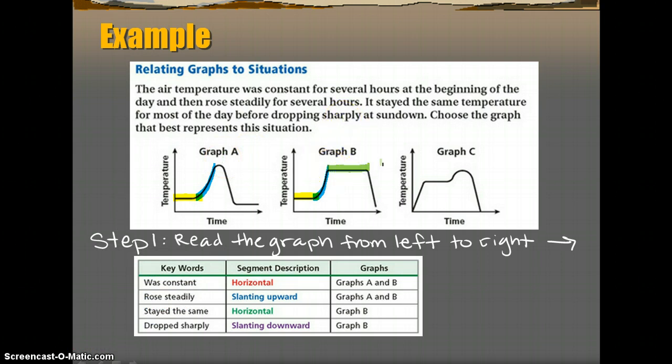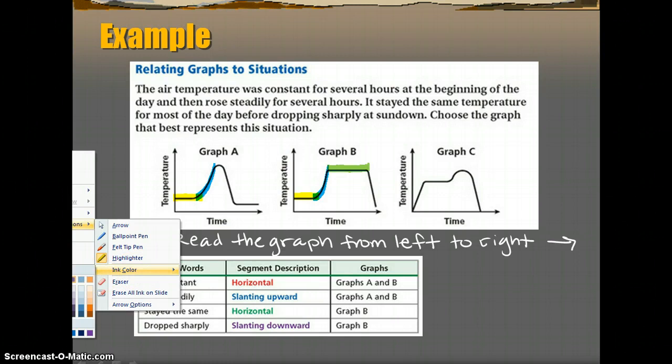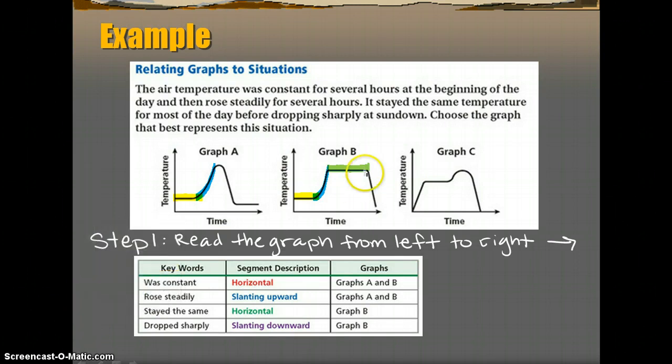And then last but not least is slanting downward, so dropping sharply. So it should be a very steep slope going down. And graph B has that. So just by looking at it, you can tell that graph B would be the correct solution because it has all four components based on the type of situation that we have going on with the air temperature.